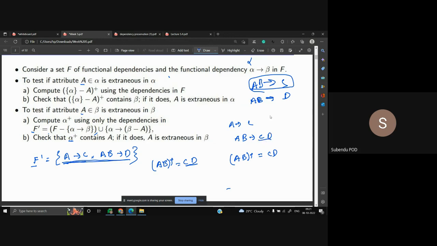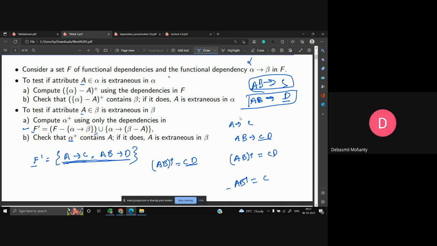And if you want to find whether D is an extraneous attribute or not, with the AB closure, without the help of this functional dependency, we get only C, we do not get D. That's why D is not extraneous, while C is an extraneous attribute. So this is the formal definition, and you can remember it with the help of this.